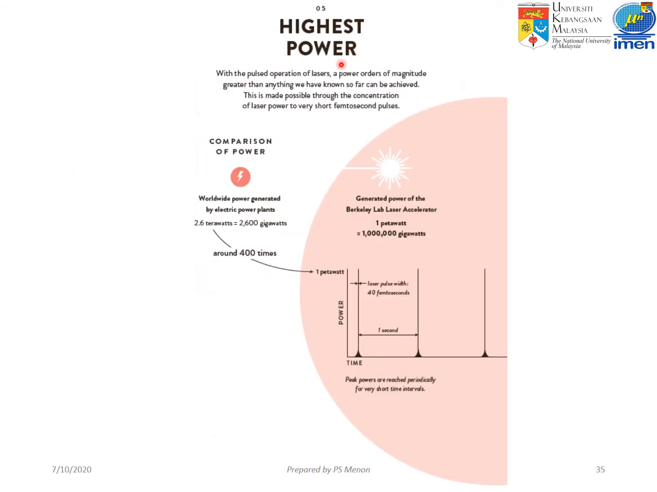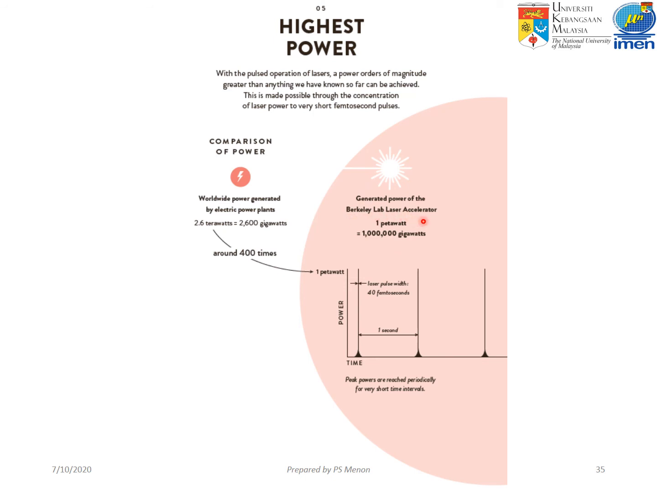Highest power. With the pulse operation of lasers, a power orders of magnitude greater than anything we have known so far can be achieved. This is made possible through the concentration of laser power to very short femtosecond pulses. So let's compare two types of power. This is worldwide power generated by electric power plants, 2.6 terawatts or 2600 gigawatts. Okay, and over here is a Berkeley Lab laser accelerator.